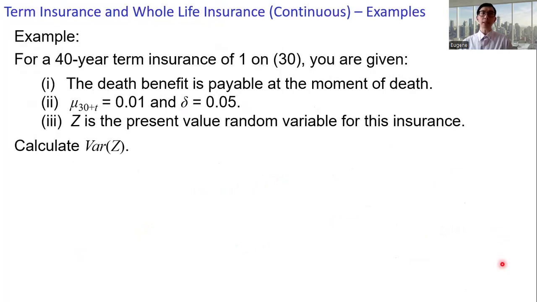All right, let's take a look at an example. For a 40-year term insurance of 1 issued on an individual at age 30, given that the death benefit is payable at the moment of death, the force of mortality, mu 30 plus t, is a constant 0.01, and the force of interest delta is 0.05. Z is the present value random variable for this insurance, and we are asked to calculate the variance of Z.